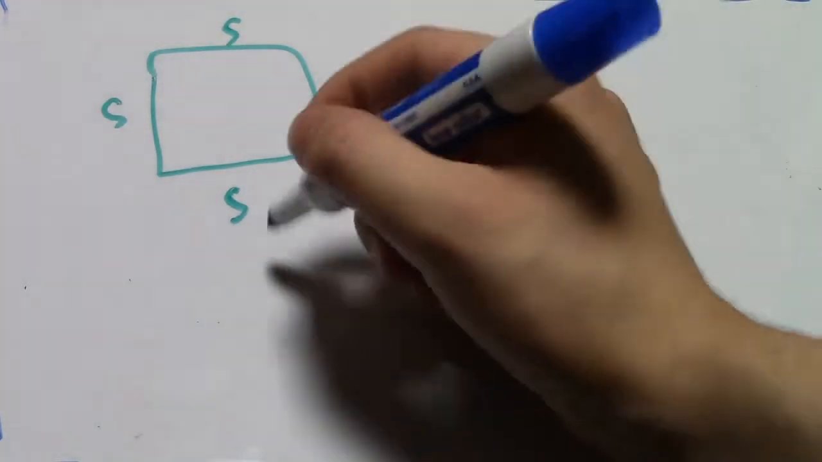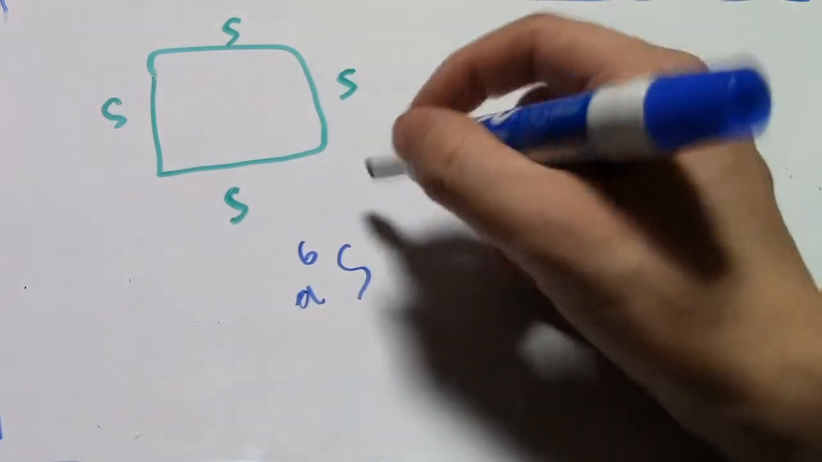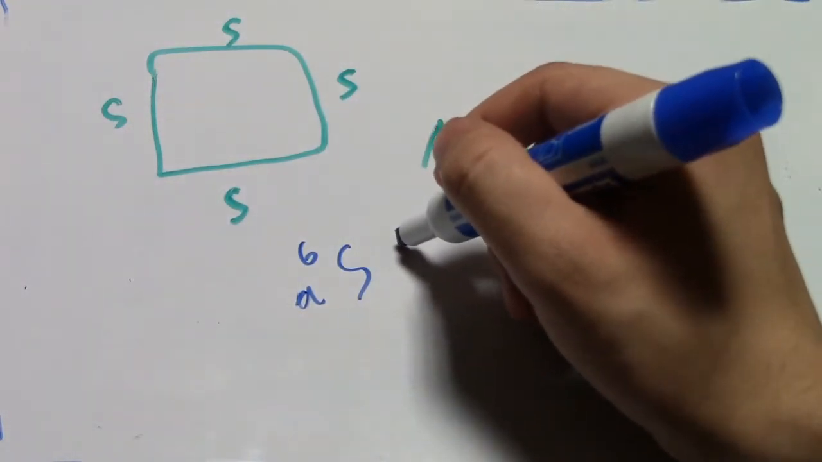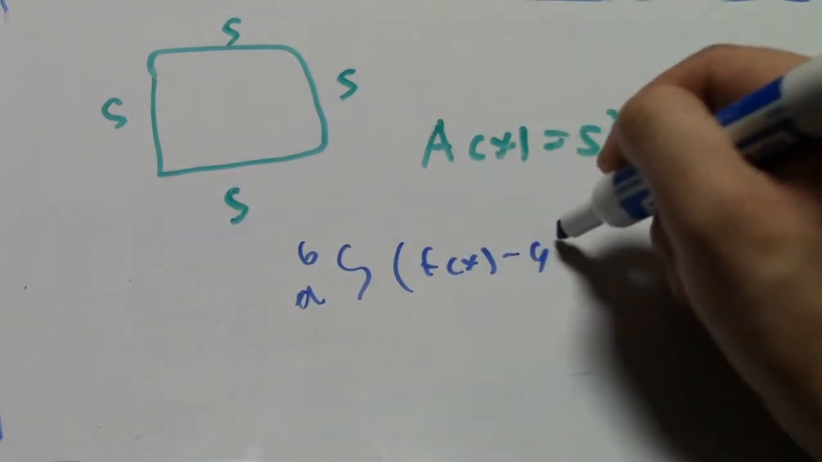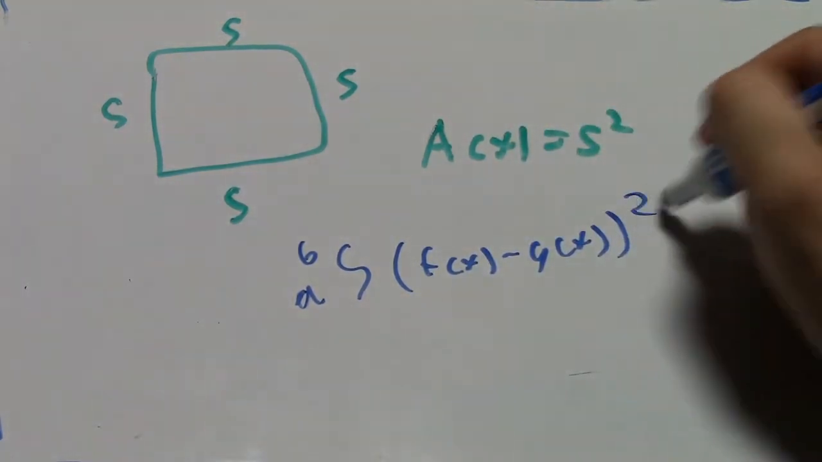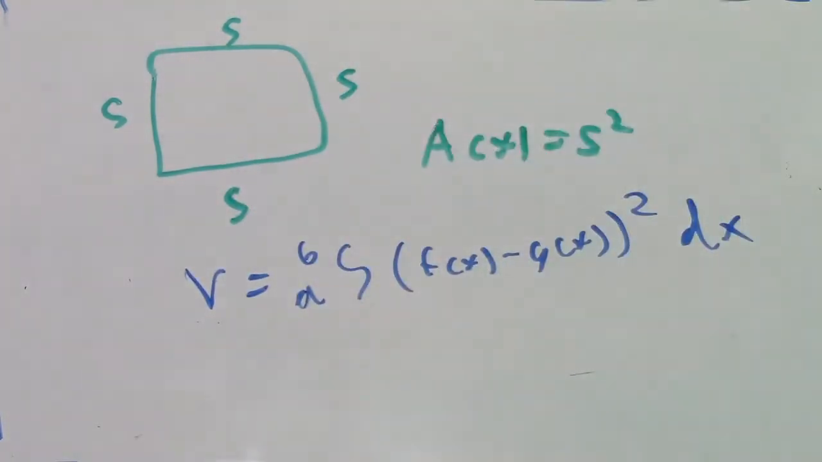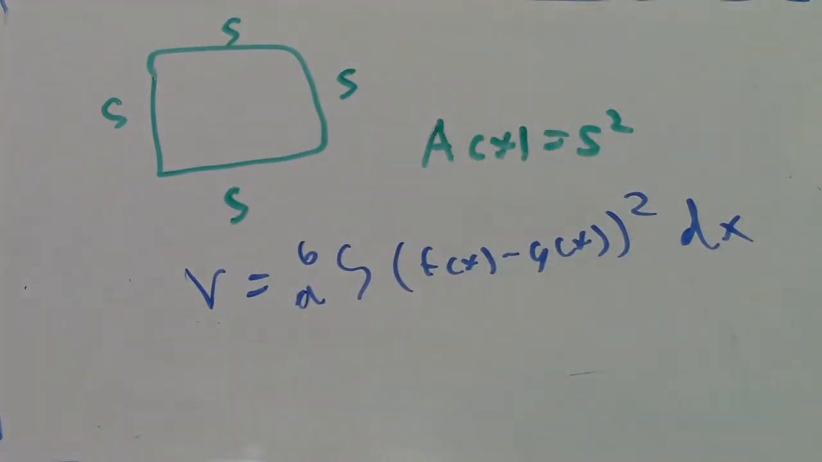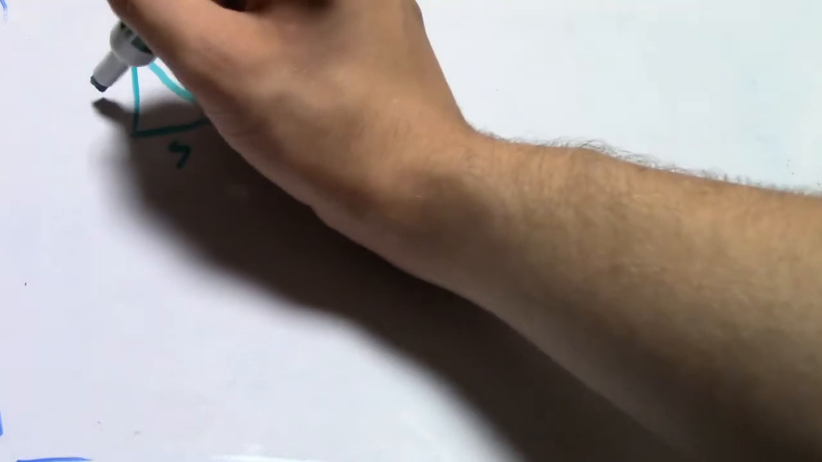So that means that the integration formula for cross-sectional squares is the integral from a to b of (f(x) minus g(x)) squared, of course, dx. So that will give us the volume for cross-sectional squares. Now, next we have the isosceles right triangle with the leg as the side.